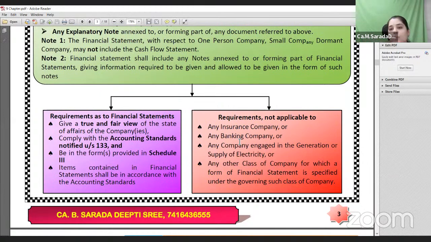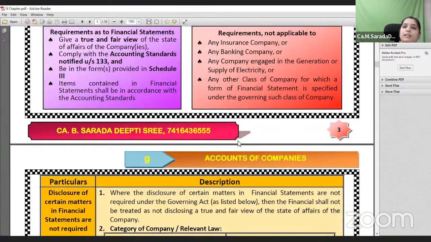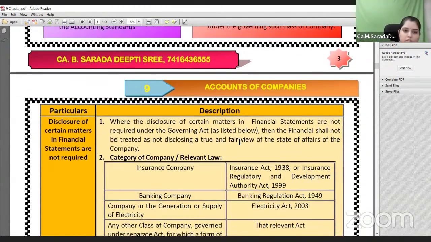However, these requirements are not applicable. The provisions of the Companies Act 2013 are not applicable. You need not follow these accounting standards or prepare in the specific form of Schedule 3 of the Companies Act for these companies, because they are statutory companies and are guided by their own separate statutory act. Therefore, it is specifically mentioned that these requirements are not applicable to insurance companies, banking companies, companies engaged in the supply of electricity, or any other companies as notified by the central government. For these, they have their own separate act which is applicable. Therefore, the provisions of the Companies Act are not applicable at the time of preparation of the financial statements. Okay.